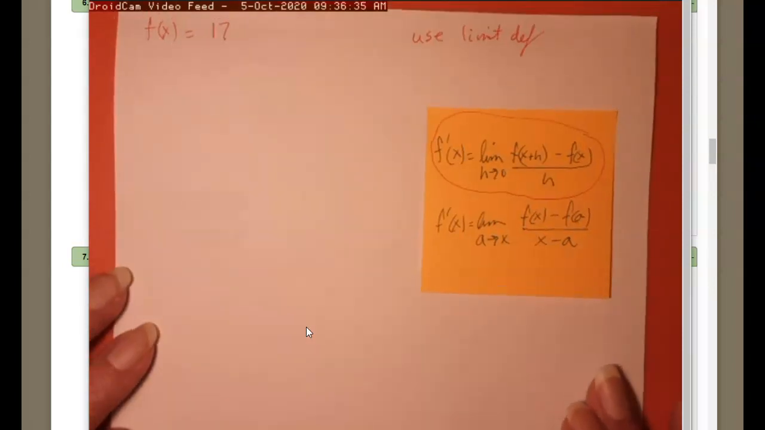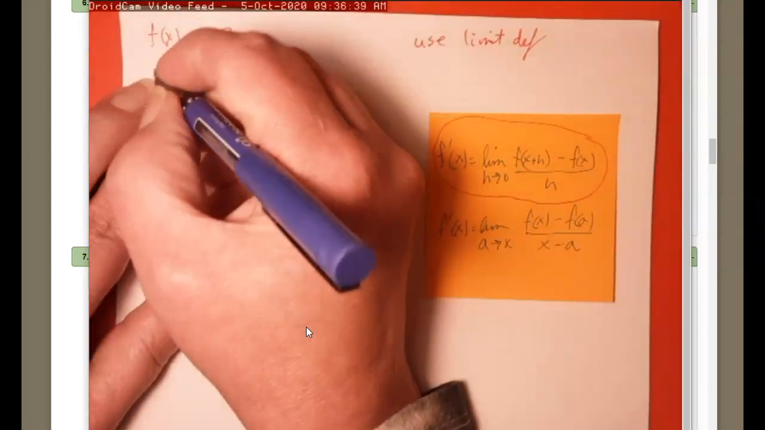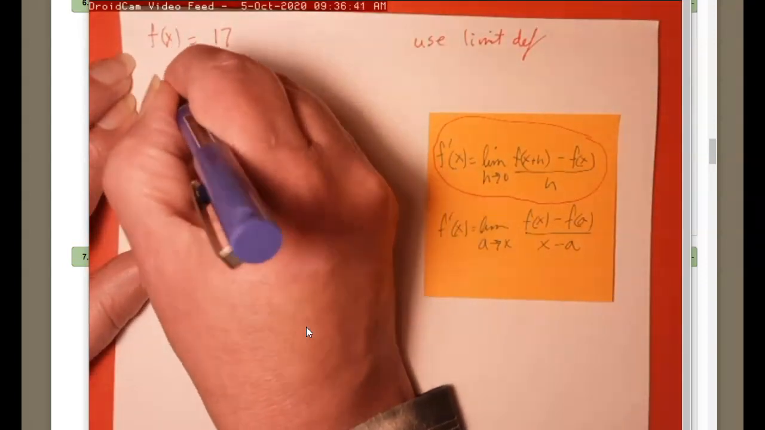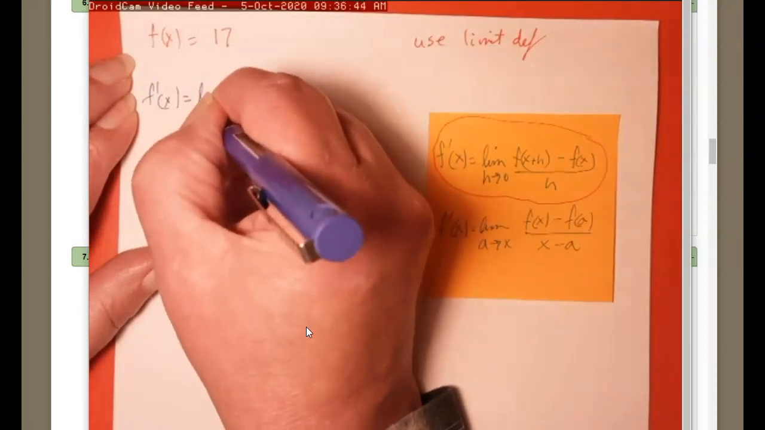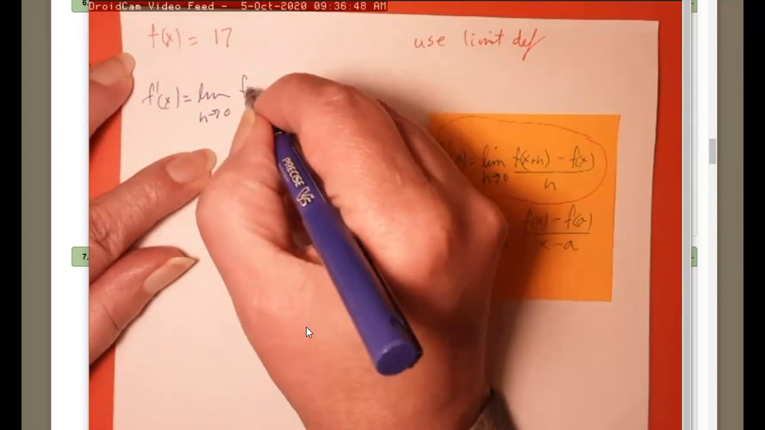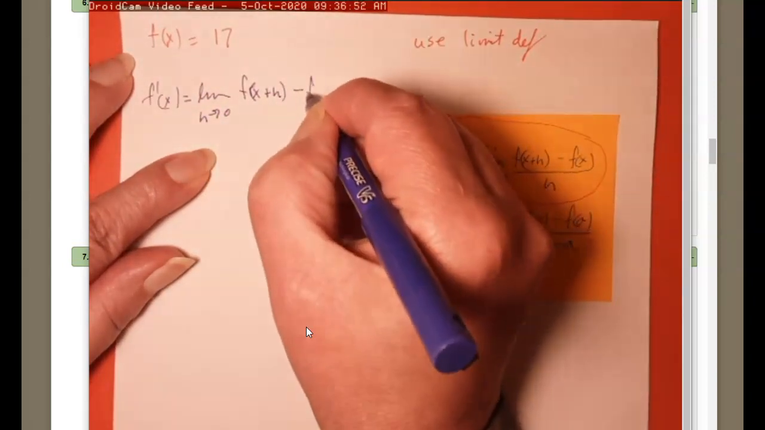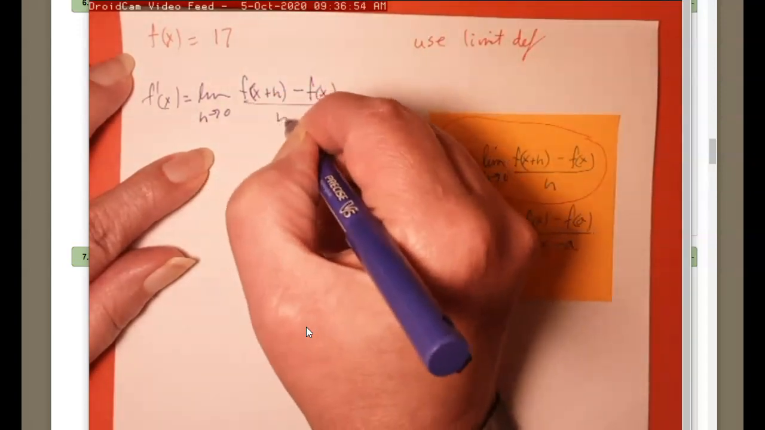If we have f of x equals 17, we use the limit definition of the derivative. That means f prime of x is equal to the limit as h goes to 0 of f of x plus h minus f of x over h. I'm going to write this again.